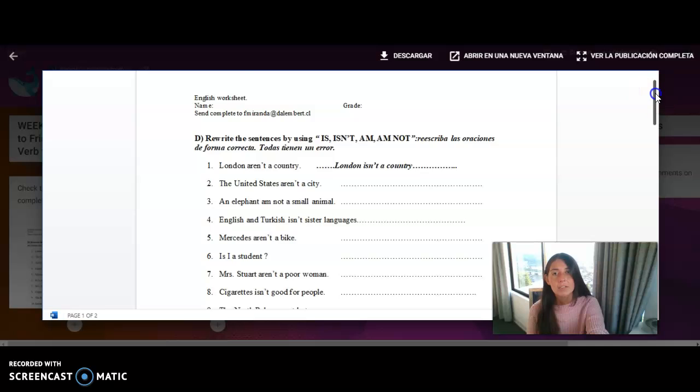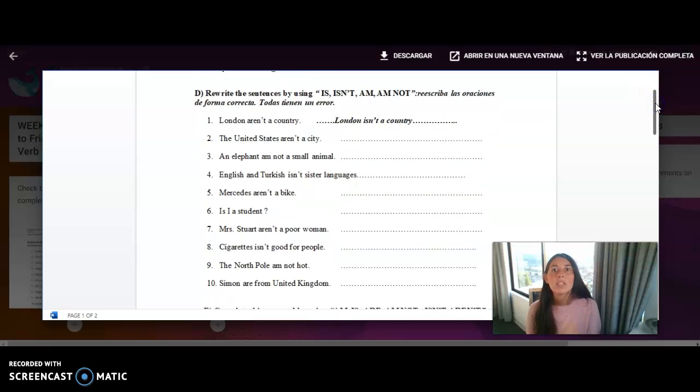Yes. And here it says, rewrite the sentences by using is, isn't, am not, right? So, London aren't a country? Incorrect. London isn't a country. The United States aren't a city? Incorrect. The United States isn't a city, right? An elephant, I'm not a small animal. Elephant is it. So the elephant is not a small animal.